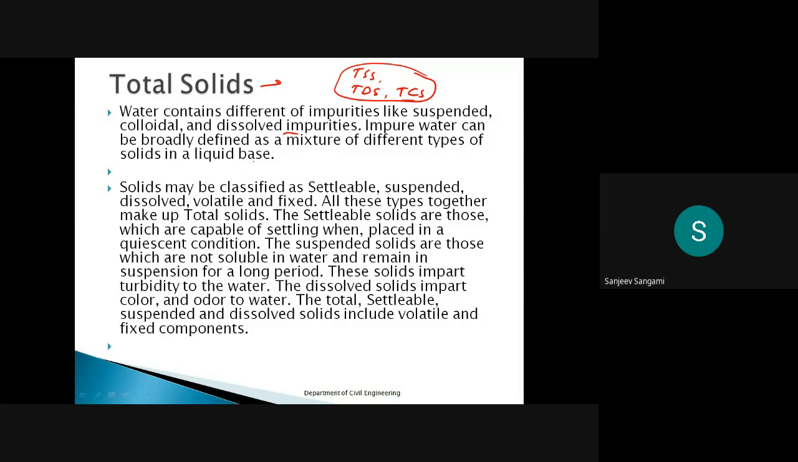So always it is a combination. Total solids is a combination of all these three: total suspended solids, total dissolved solids, and total colloidal solids. Some aspects of this I already explained in most of the previous classes.